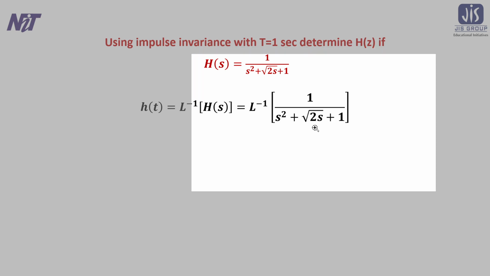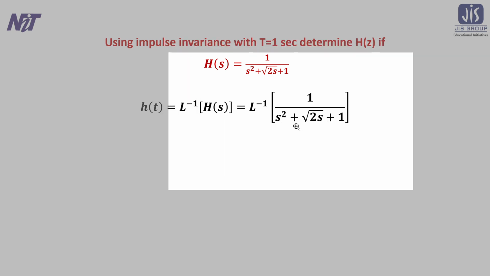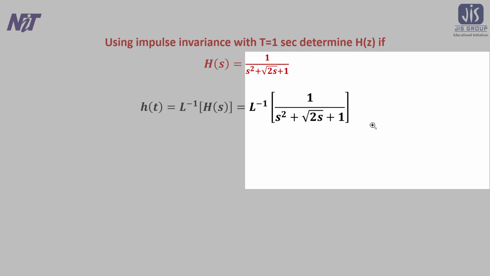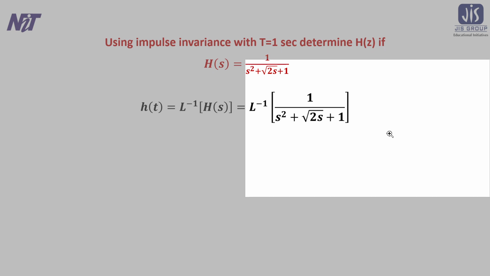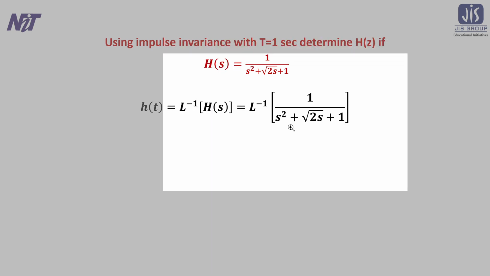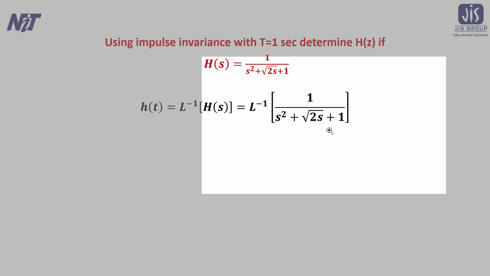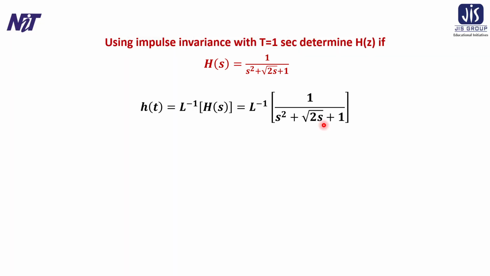So if I take this, it is rearranged: s square plus root 2 s plus 1 by root 2 whole square plus 1 by root 2 whole square. So the first three terms, s square plus root 2 s plus 1 by root 2 whole square, are converted into s plus 1 by root 2 whole square, plus another 1 by root 2 whole square. So it is represented as the Laplace inverse of 1 by s plus 1 by root 2 whole square plus 1 by root 2 whole square.